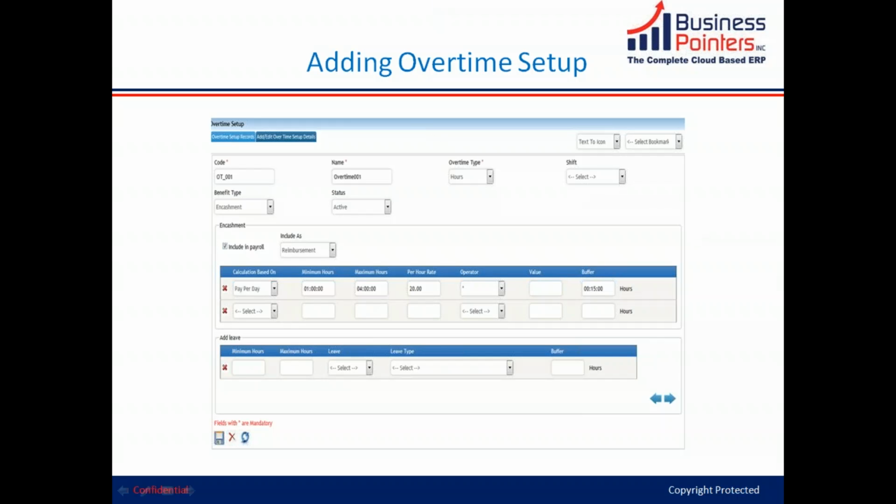Okay, so this is how we add the overtime setup record into the system. You create a unique overtime setup code, the overtime policy code, the overtime policy name, and the overtime type. If the benefit type is encashment, you select encashment or leave, depending upon the overtime policy. Calculation, if it's based on pay per day, the minimum hours, the maximum overtime hours, the per hour rate, what is the buffer time, and then you save.